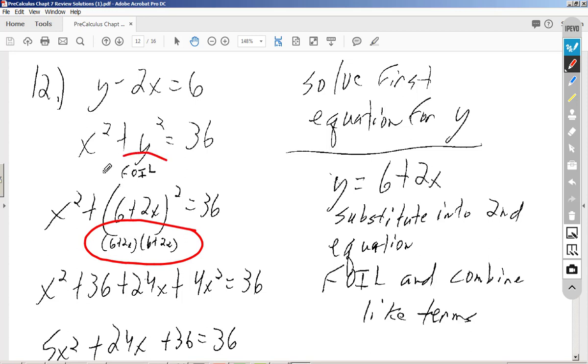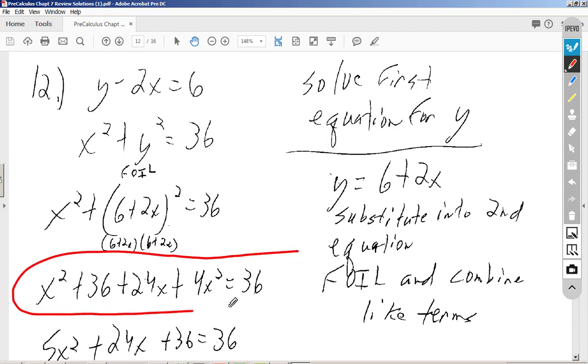So I do have to FOIL this, first, outside, inside, last, to solve it. So notice here's my first, it's 36. My outsides is 12x, my inside is 12x, which gives me that 24x. And then my two lasts, my 2x gives me that 4x squared. So now my equation is x squared plus 36 plus 24x plus 4x squared all equals 36.